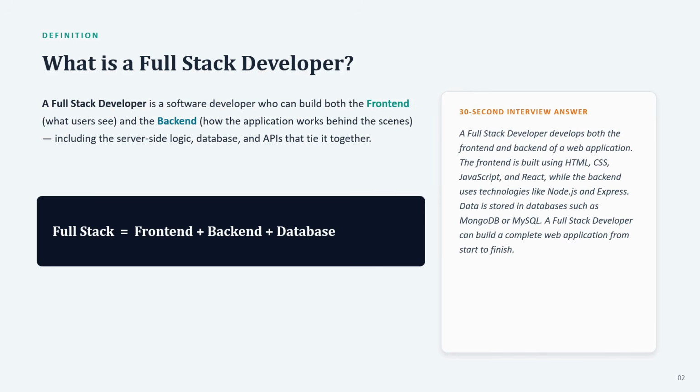Breaking it down, the front end is what users see and interact with, using technologies like HTML, CSS, JavaScript, and React.js. The backend handles the business logic and processes requests, often built with Node.js, Express, Java, or Python frameworks. And the database stores all the application data, using systems like MongoDB, MySQL, or PostgreSQL.